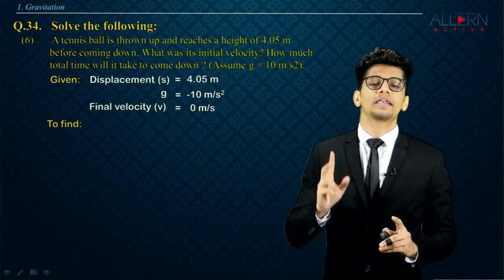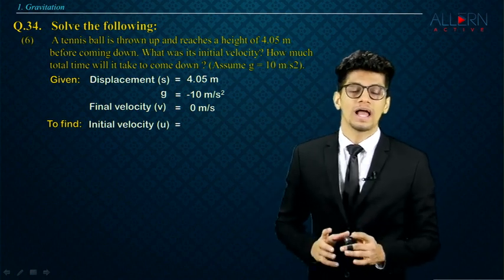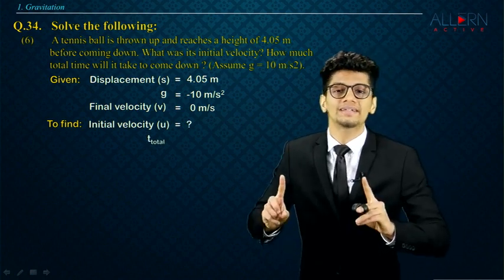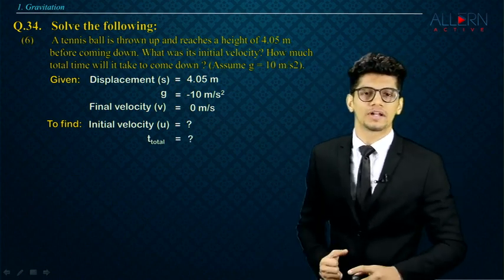What do we have to find? Two things. First is the initial velocity, that is equal to u, and finally we have to find the total time taken for the ball to reach the ground.